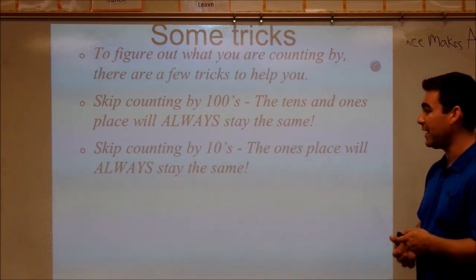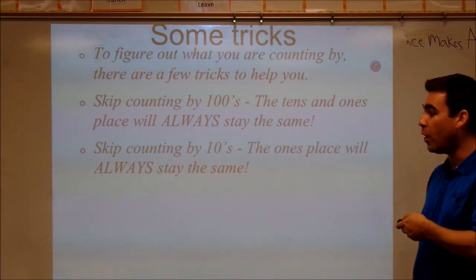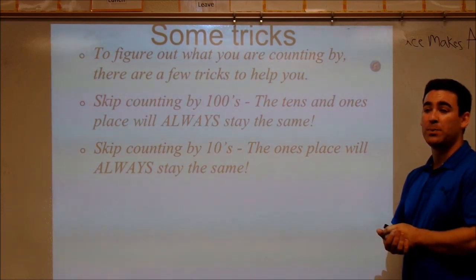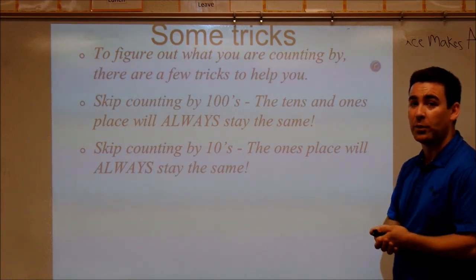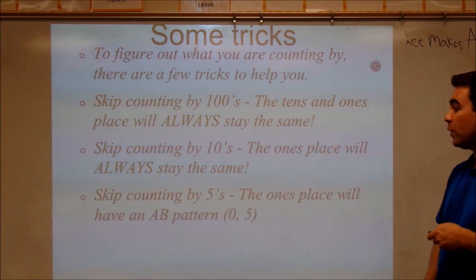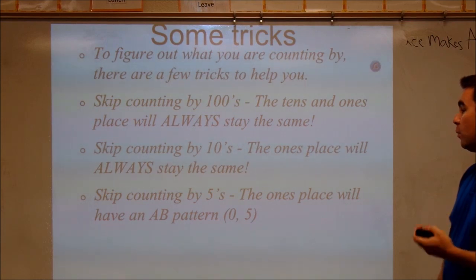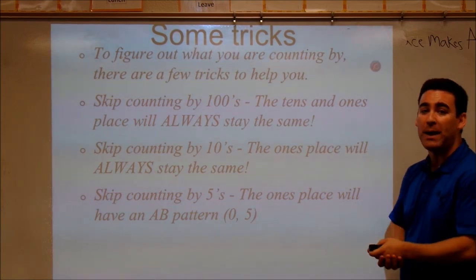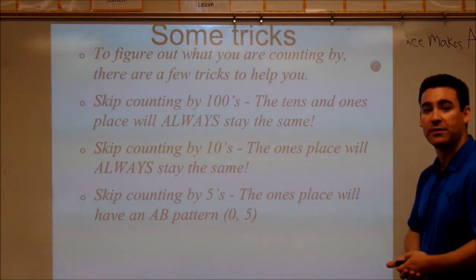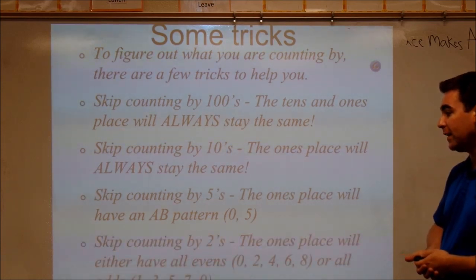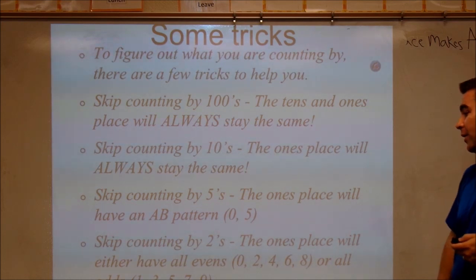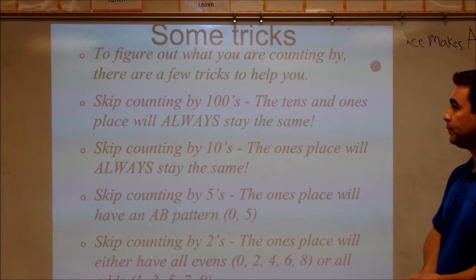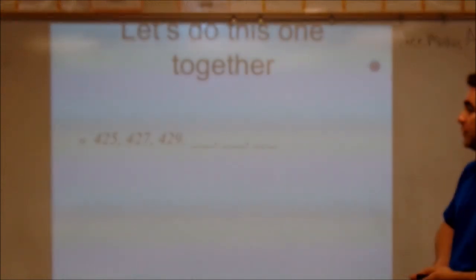When we're skip counting by tens, the ones place will always stay the same. The ones place, whatever number is there when you start, is what number will always be there when you are skip counting by tens. When we are skip counting by fives, the ones place will have an A-B pattern. Again, we'll show some examples of that in just a moment. And finally, when we're skip counting by twos, the number in the ones place will either have all evens or all odds.